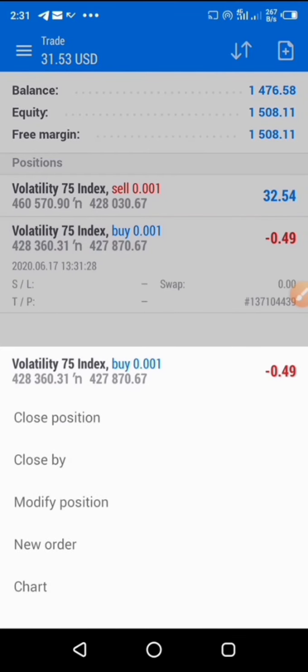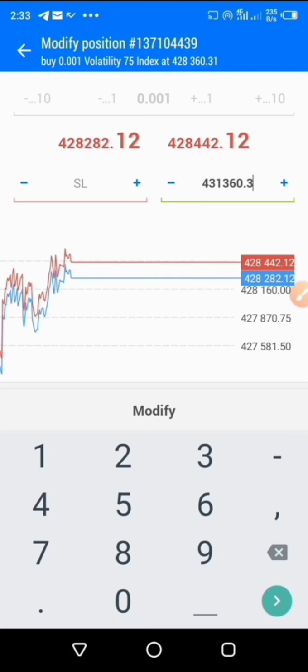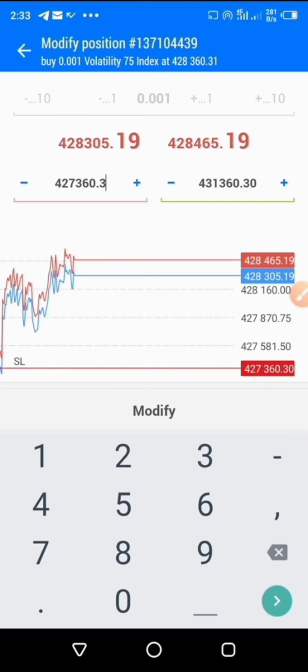Now, for my stop loss, the meaning is if price goes against me, I'm willing to risk or lose a maximum of $1. I'm just willing to risk $1 for this trade. So what will I do? 428,360.31 minus 1,000. What's that? 427,360.3. Then you click on modify.